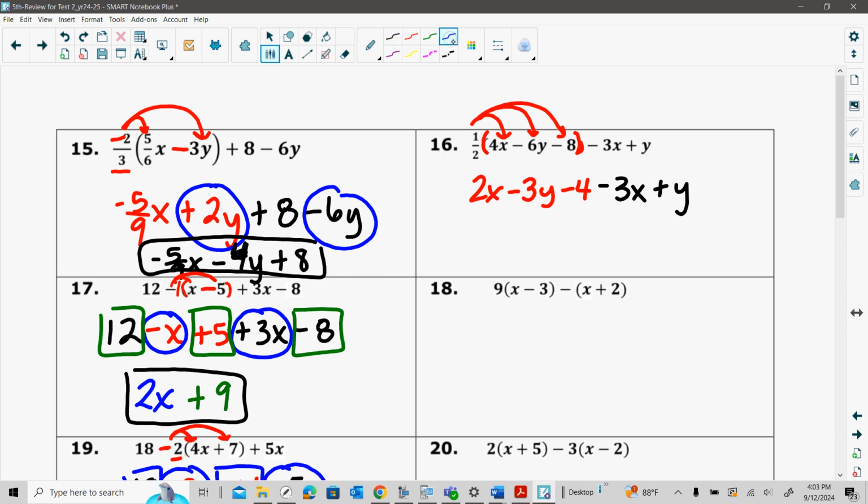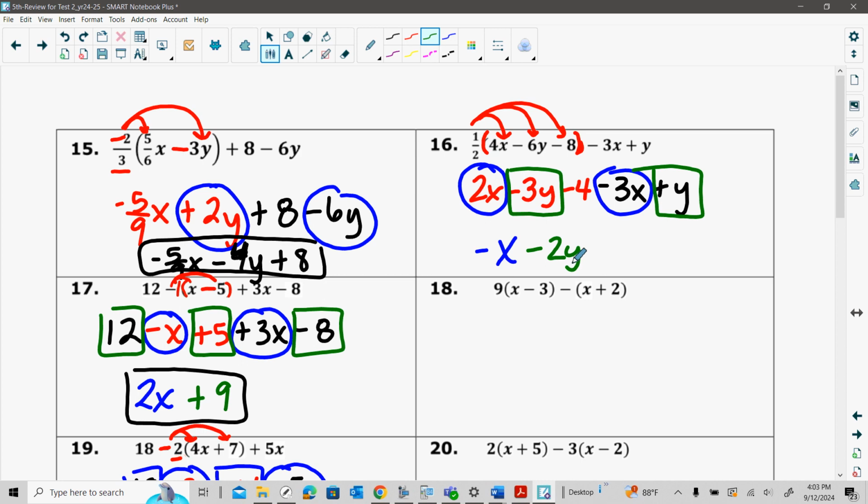Now we're combining like terms. We take this 2x and this minus 3x. That's going to leave you with just a negative x. Now some people want to put 1, but you don't need the 1. You can just put negative x. Then we have our negative 3y and our plus y. When I combine these, I'm going to be left with negative 2y. And then right here we see our last term, which is always a constant, meaning a number, minus 4.